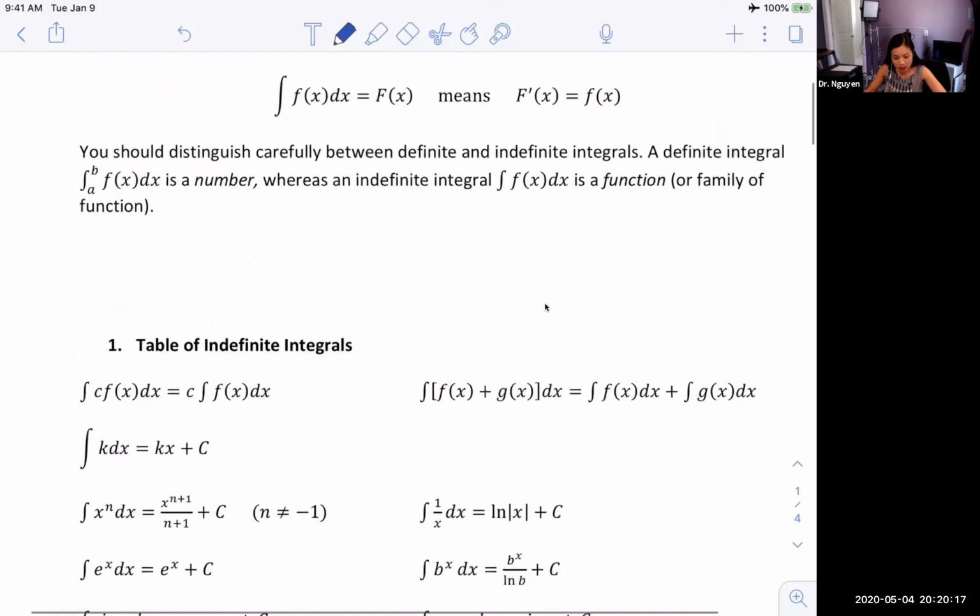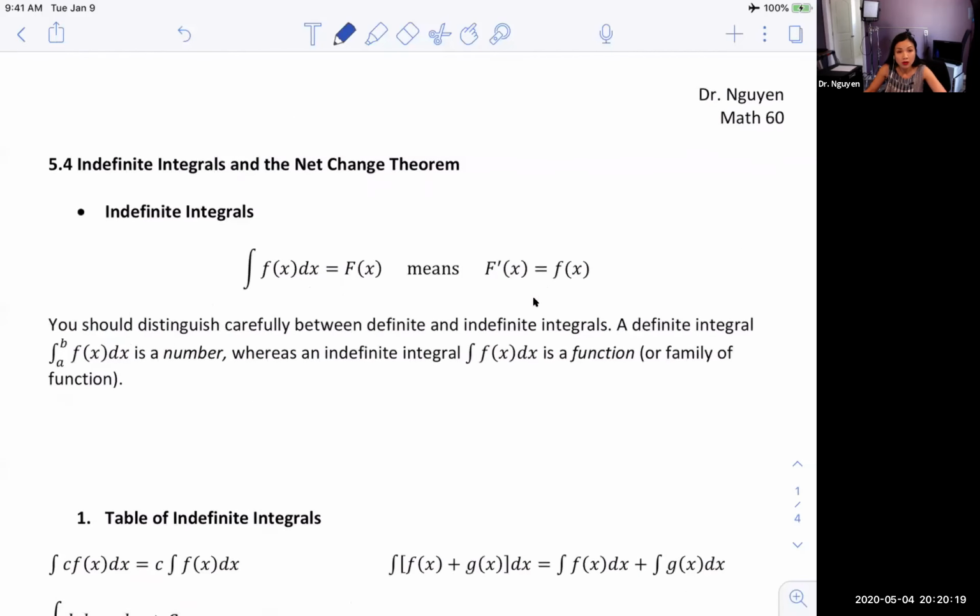As you can see right here, in the integral we don't have the interval from a to b like we had in 5.3. You need to understand the difference between definite and indefinite. A definite integral is basically a number. When we evaluate it, we get a number, a constant. An indefinite integral is a function or a family of functions.